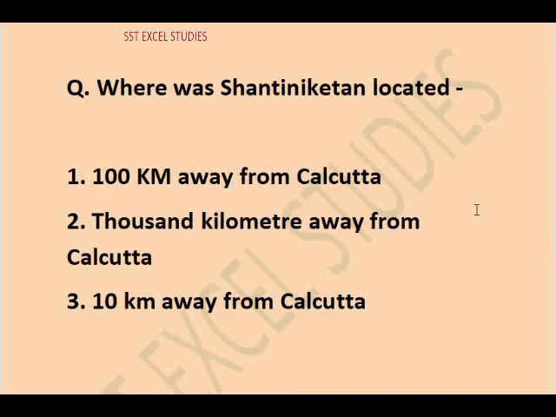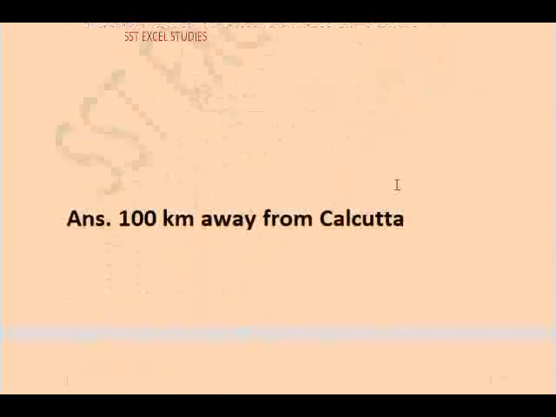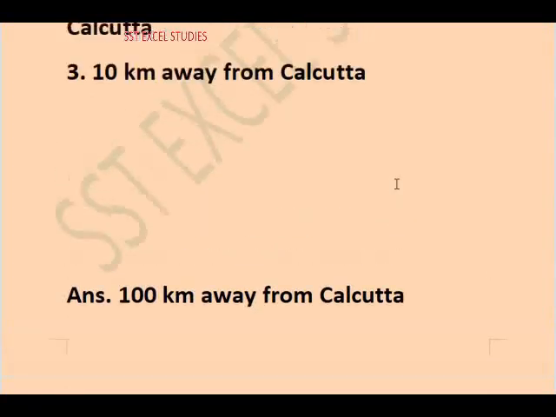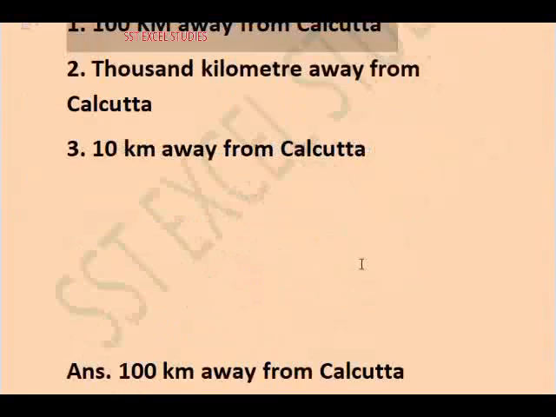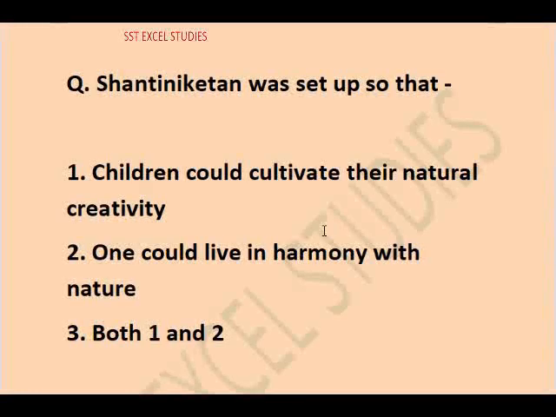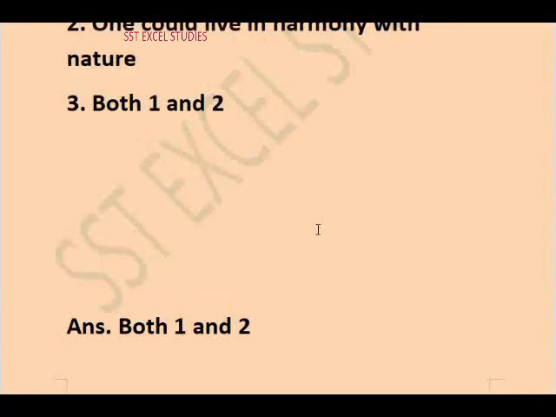First question is, where was Shanti Niketan located? Options are 100 km away from Calcutta, or 1000 km away from Calcutta, or 10 km away from Calcutta. Answer is 100 km away from Calcutta. Such an easy question. Next question is, Shanti Niketan was set up so that, options are children could cultivate their natural creativity, or one could live in harmony with nature, or both 1 and 2. Answer is both 1 and 2.